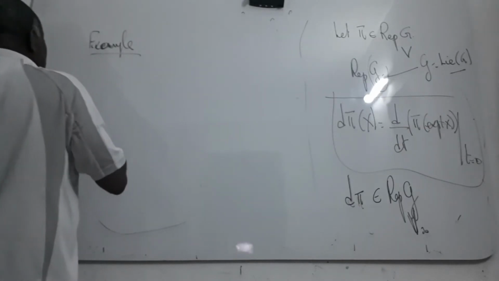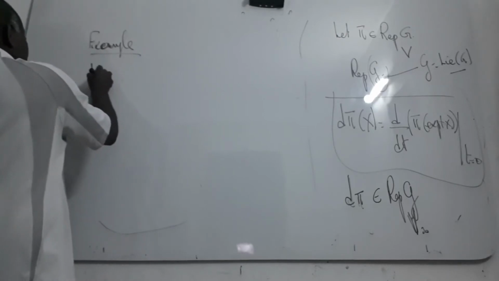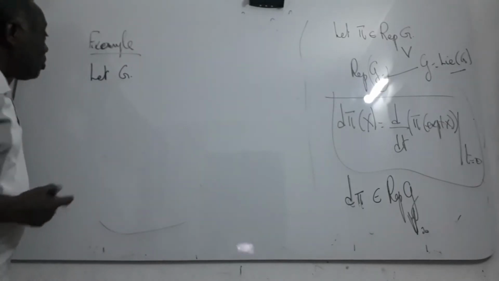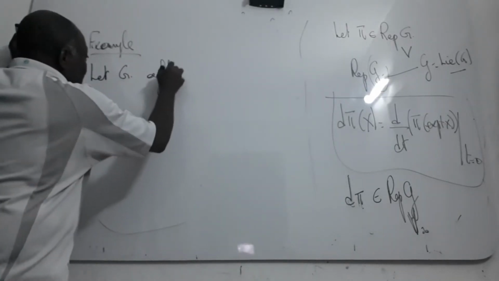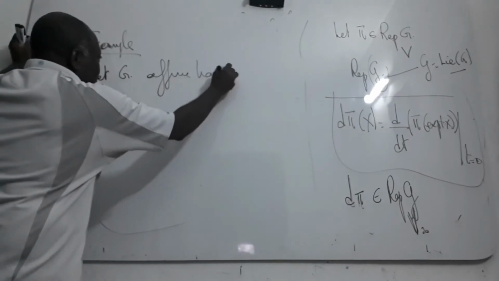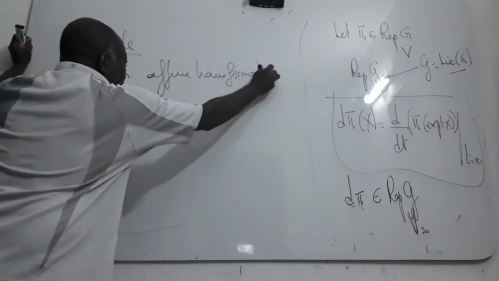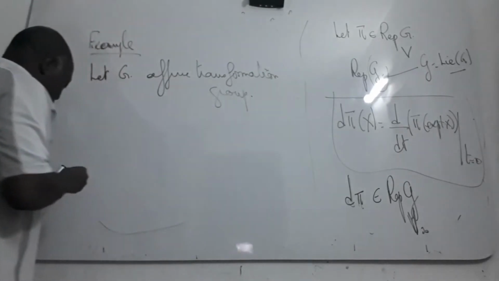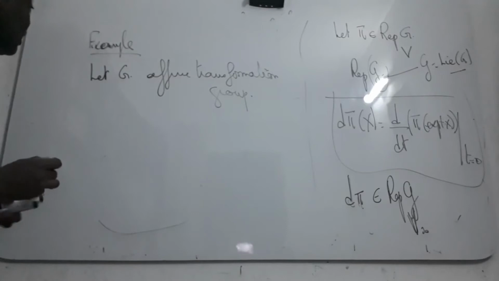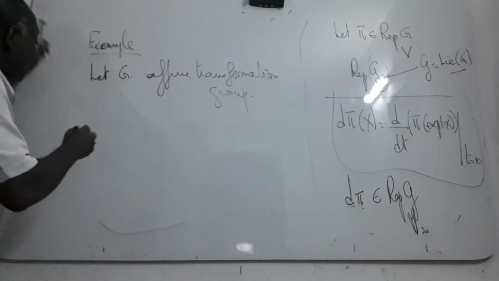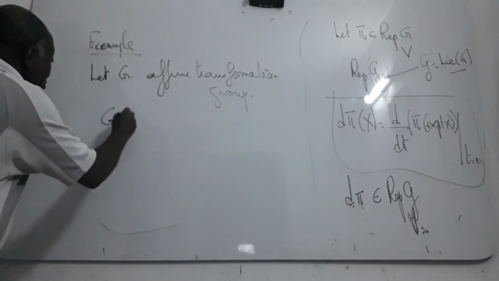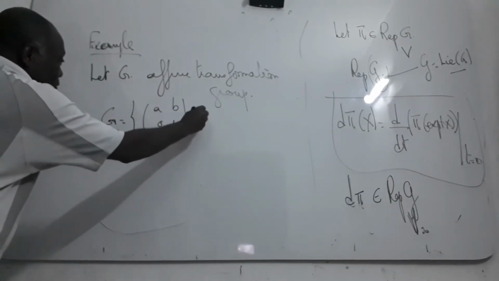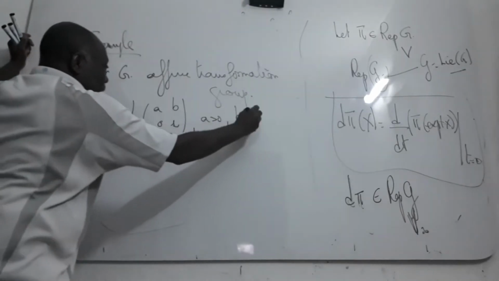Let us suppose that G is the affine transformation group, denoted G, a group of matrices of the form (A B; 0 1) where A is positive and B is an element of R.